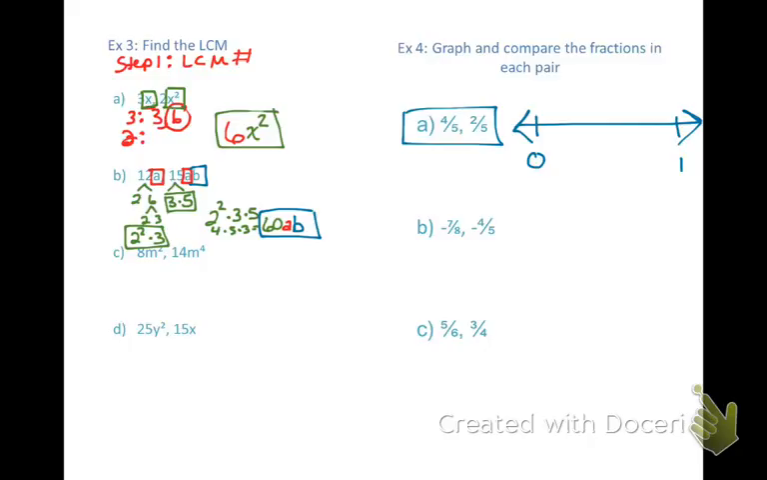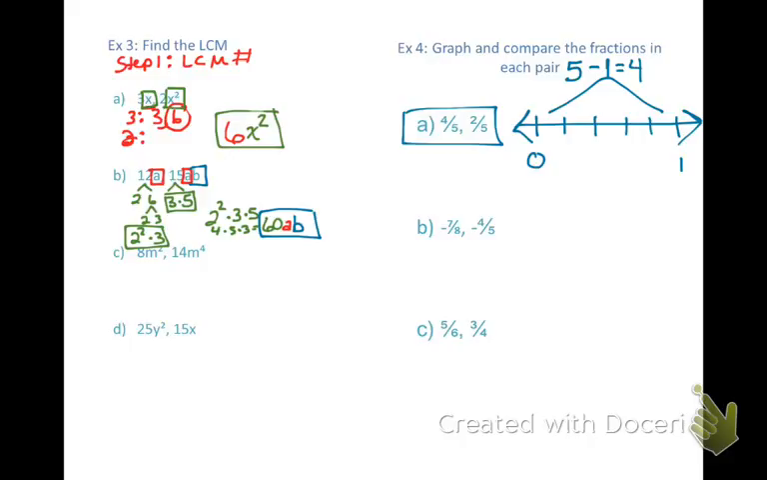Okay, so to find out how many lines are going to go between the 0 and the 1, or the two whole numbers we're choosing, you take your denominator and subtract 1. And so on this one, I would have 4 lines in between. So I'm going to have 1, 2, 3, 4. There we go. So now I'm going to compare them.